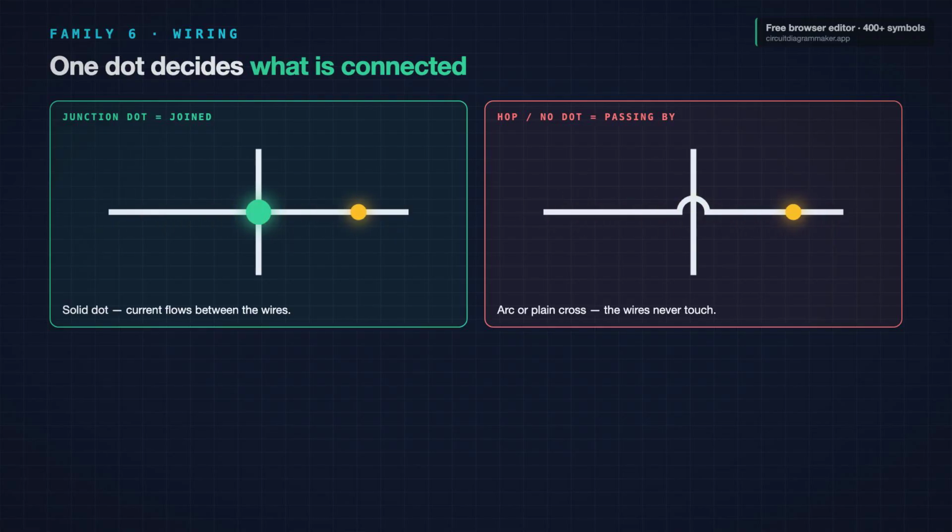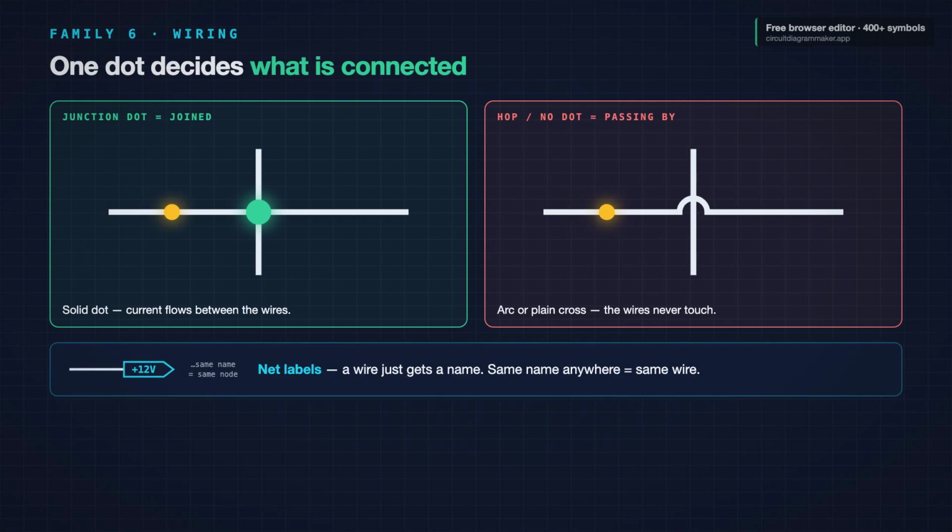A solid junction dot where they meet means the wires are joined. Current flows between them. No dot, or a little hop where one wire arcs over the other, means they simply cross and never touch. One dot changes the entire circuit. Miss it, and you have wired something completely different from the drawing. So whenever wires cross, check for the dot first.